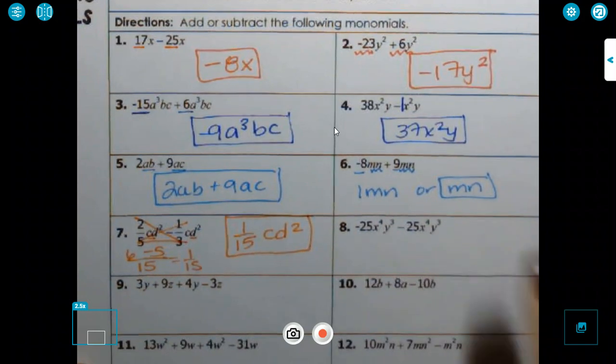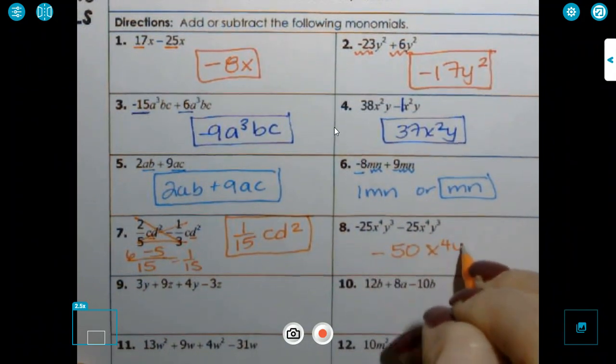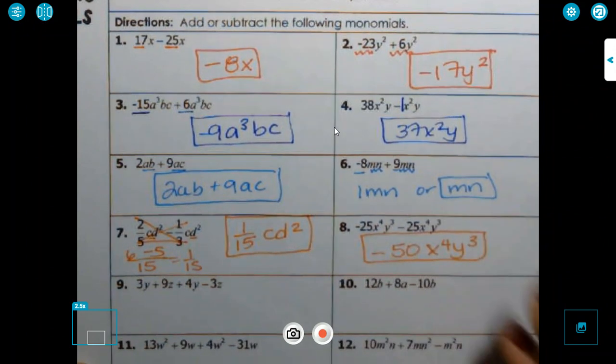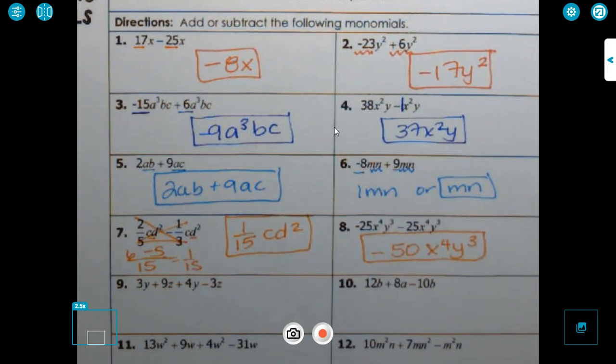All right, x4 y3 on both of those. So -25 minus 25 more is actually -50 x4 y3. So if you notice, whenever we're combining like terms, all of our variables stayed the same as they were in the problem.